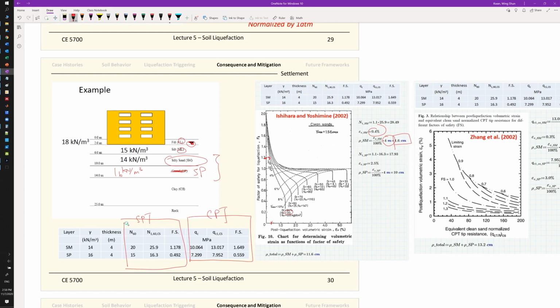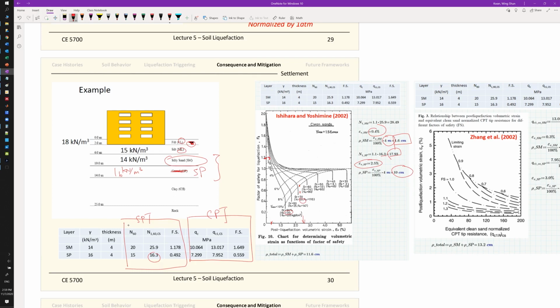We do a similar procedure for our second layer. We have 16.3 for our (N1)60 clean sand. We change that to (N1)55, and this is the N value we get, about 18. So this is 14 and this is 20, so 18 is somewhere near the 20 curve. The corresponding factor of safety for this SP sand layer is about 0.5. So we have the curve here, and when we read off the graph, it is about 2.5, so the volumetric strain is 2.5%. Again, we multiply by the thickness of the layer, and we get the estimated settlement due to liquefaction.